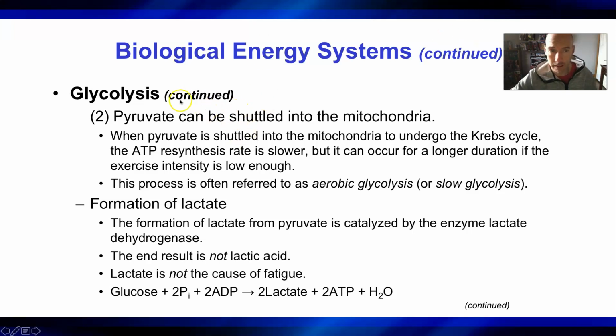So again, there's two fates for pyruvate. If our exercise intensity is a little lower, the pyruvate can go into the mitochondria, and that's called aerobic glycolysis or slow glycolysis. However, if our exercise intensity is near maximal, we're going to be relying on fast glycolysis, and in that case, the aerobic energy system is not accepting pyruvate, so the pyruvate has to combine with hydrogen to form lactic acid, okay?